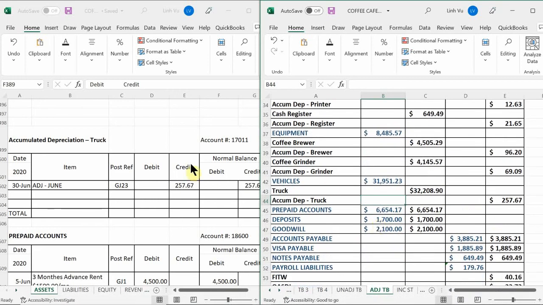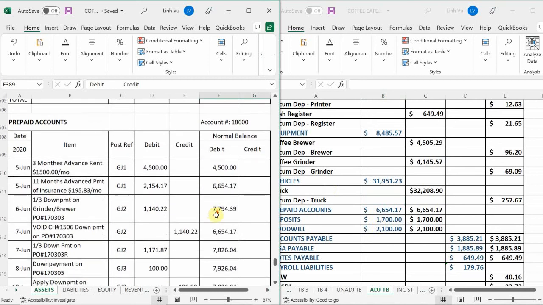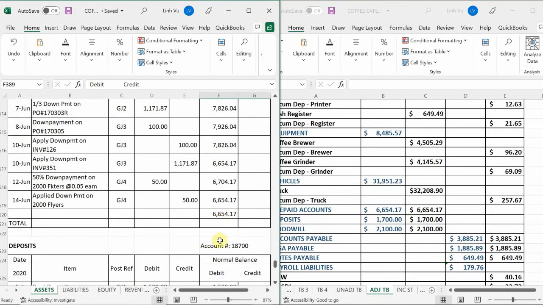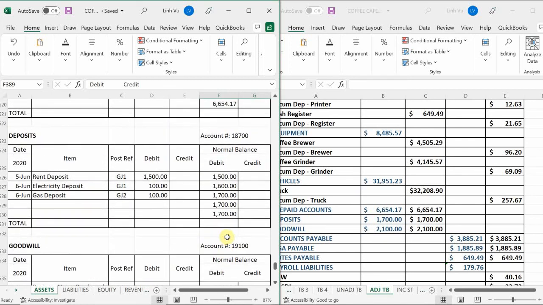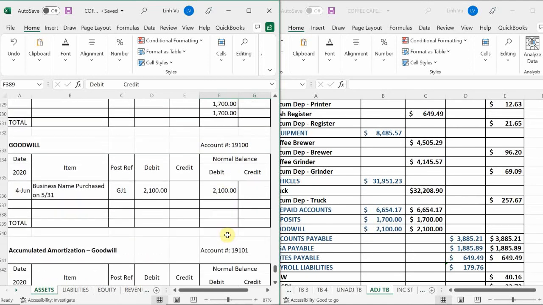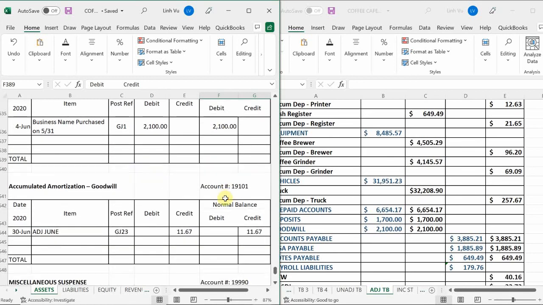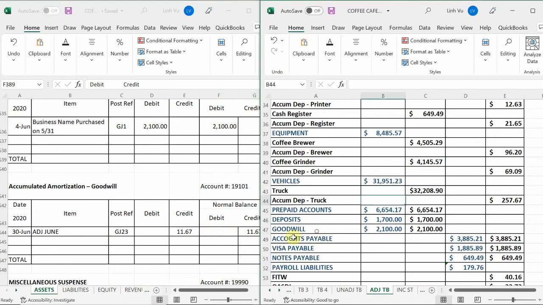All right. Prepaid accounts, let's see, is still at 665,417. My deposits are still at 1,700. Okay. Goodwill is still at 2,100, but I have an accumulated amortization for my goodwill.